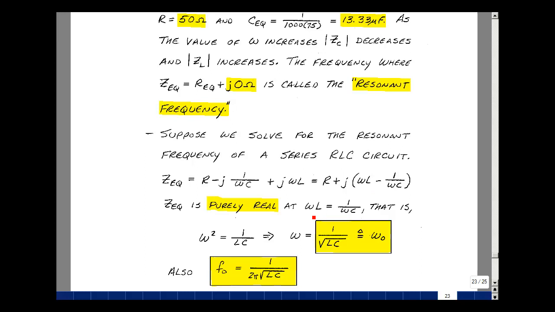Setting this equal to 0, that means that omega L equals 1 over omega C. Bring that omega over here, you get omega squared. Bring the L over here, you get 1 over LC. Take the square root of both sides of the equation, and you get 1 over square root of LC. We're going to call this a special frequency, omega naught. Divided by 2 pi, and we'll get that in hertz. At the frequency 1 over 2 pi square root of LC, the impedance of our circuit is equal to just a purely real value.